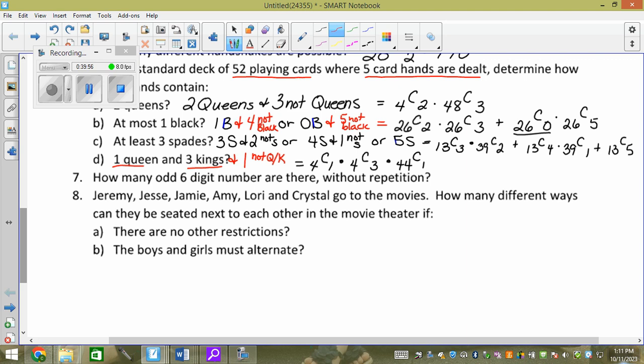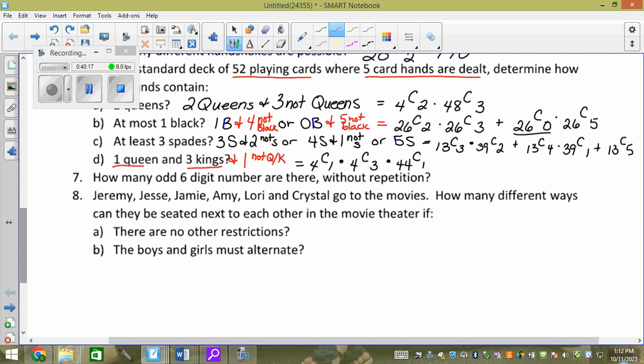Now, 7 says, how many odd 6-digit numbers are there without repetition? Wow, I've asked that question every single day since we learned it. Could we perhaps speculate that perchance maybe that would be on the test? Something like it, right? Maybe it's not 6 digits, maybe it's 5, maybe it's 4, maybe it's 20, I don't know. But you've seen it over and over and over.